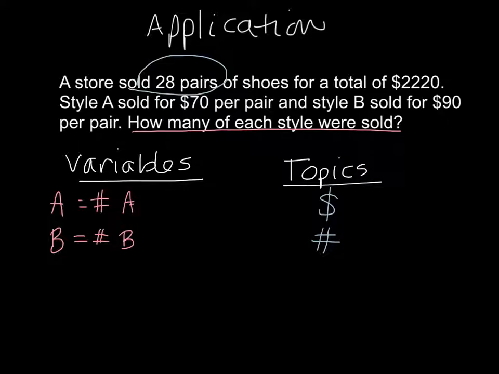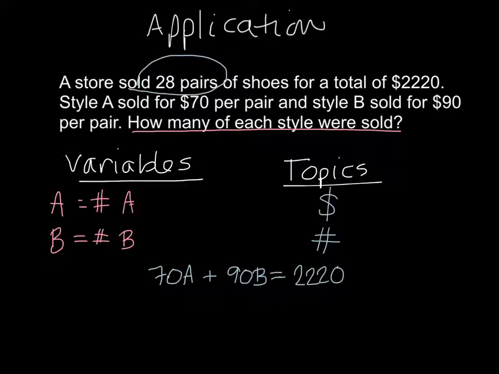So for money, often what you do is take the amount of money it's worth times how many of them you bought or sold. Style A sells for $70 per pair, so I take 70 times the number of A that was sold, plus I do that for B. B was sold for $90, so I take 90 times the number of B that were sold, equals the total amount, which was $2,220. So that's my equation for the price. Notice I didn't put any dollar signs because I don't need them in the equation itself. But in my answer, if I'm telling the price of something, I'll write a dollar sign.